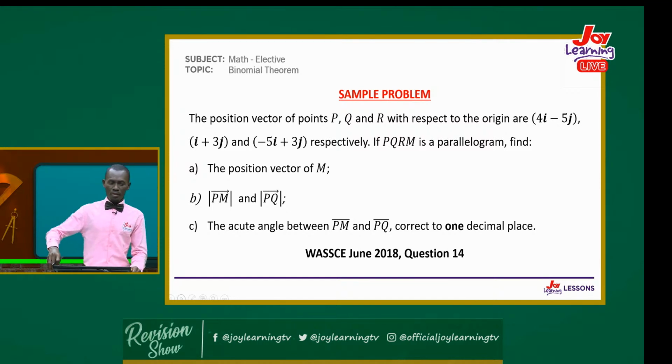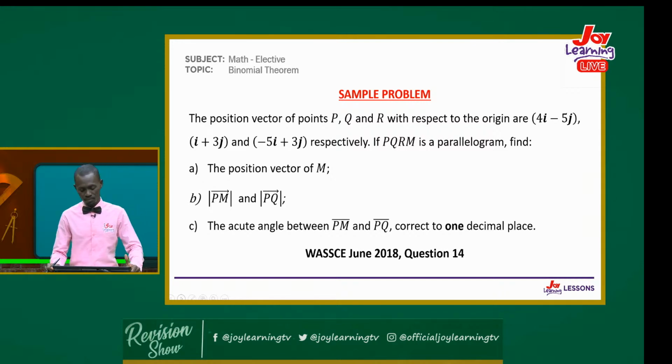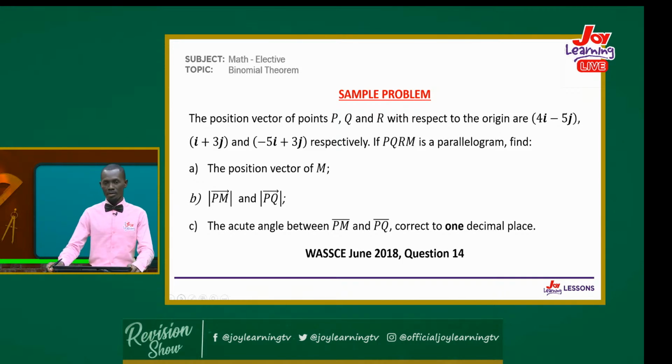It reads, the position vectors of points P, Q, and R with respect to the origin are 4i minus 5j, i plus 3j, and negative 5i plus 3j, respectively. If PQRM is a parallelogram, find A, the position vector of M; B, the magnitude of the vector PM and the magnitude of the vector PQ; C, the acute angle between the lines PM and PQ correct to 1 decimal place.